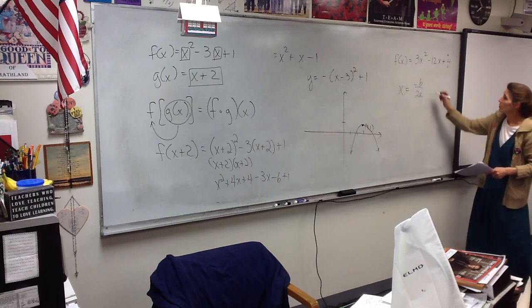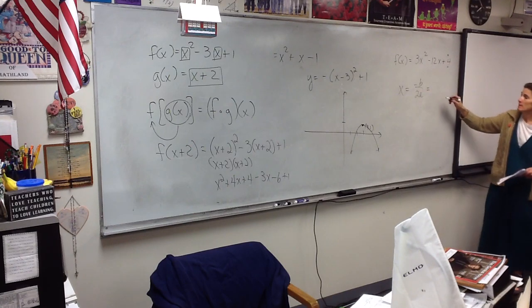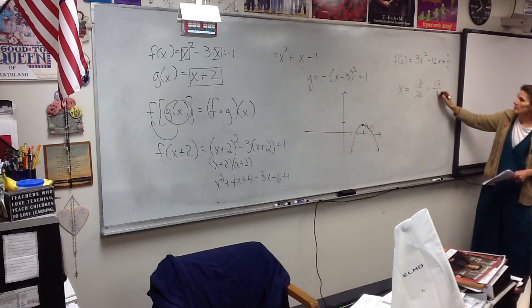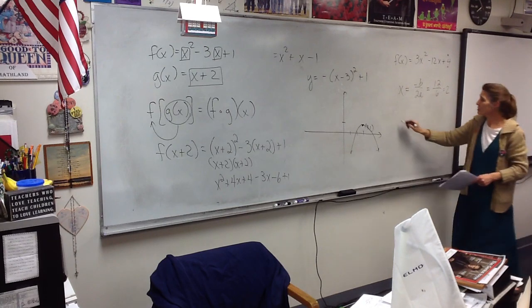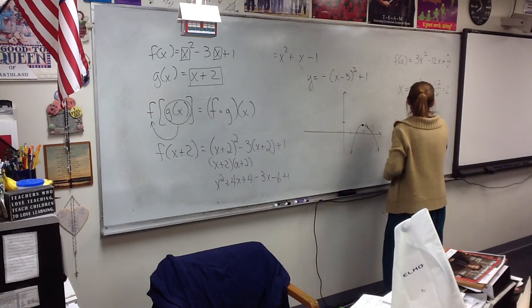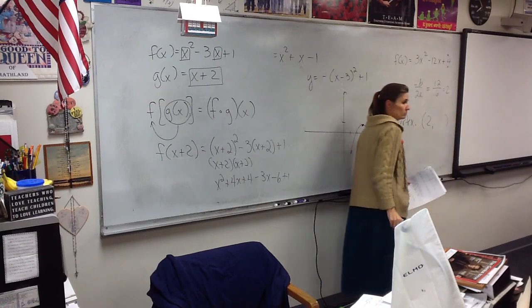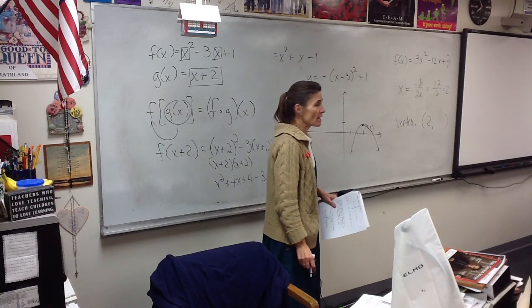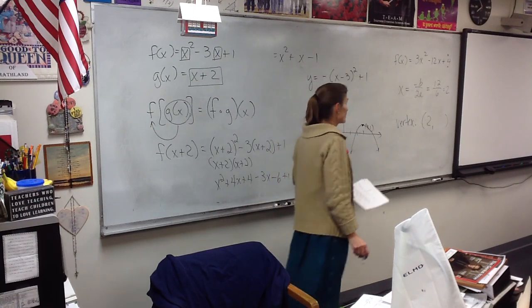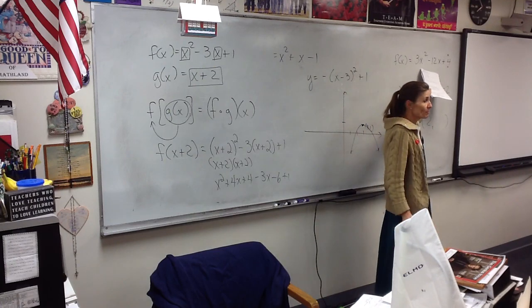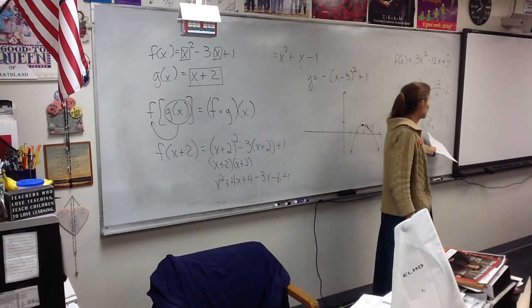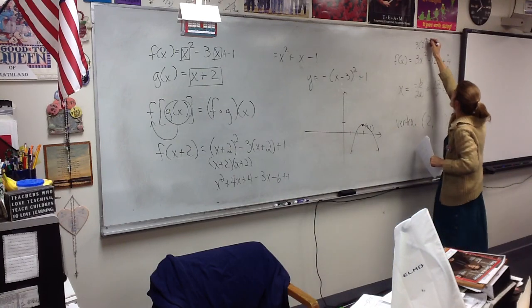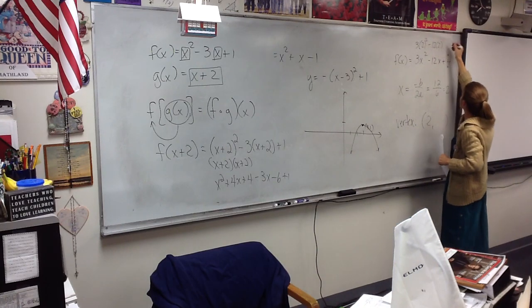So for our problem, what would negative b be? 12. And 2a would be 6. So my x coordinate of my vertex is 2. But your vertex is a point. So now you need to find the y coordinate. So you go back to your beginning problem and you plug in 2. So you're going to have 3 times 2 squared minus 12 times 2 plus 4.